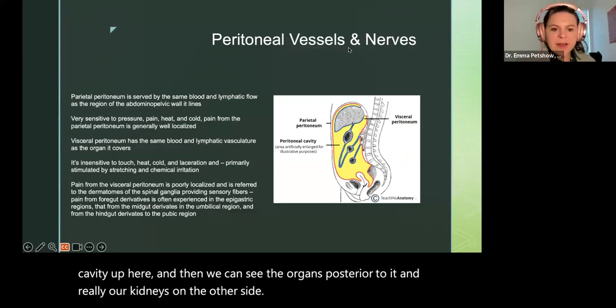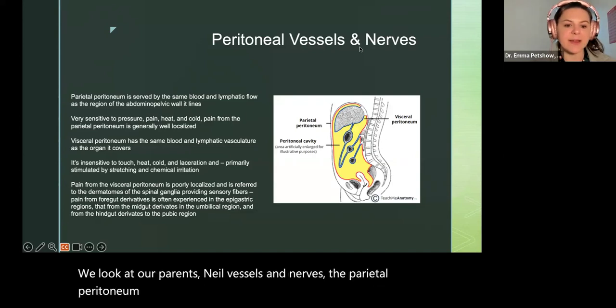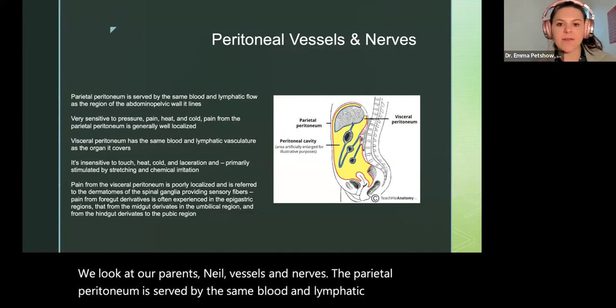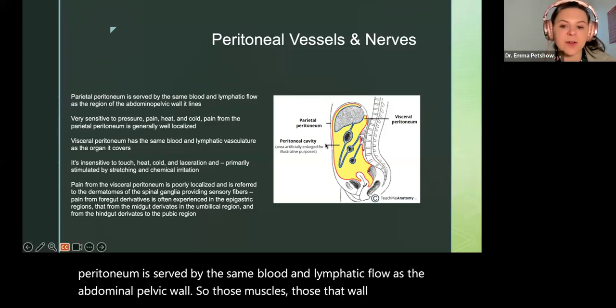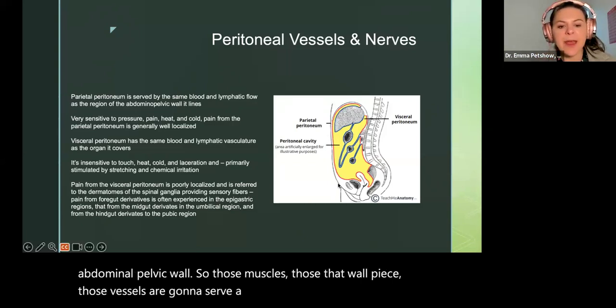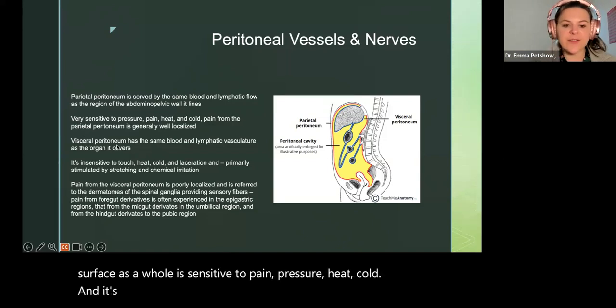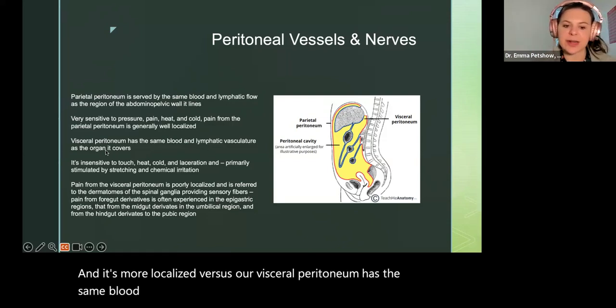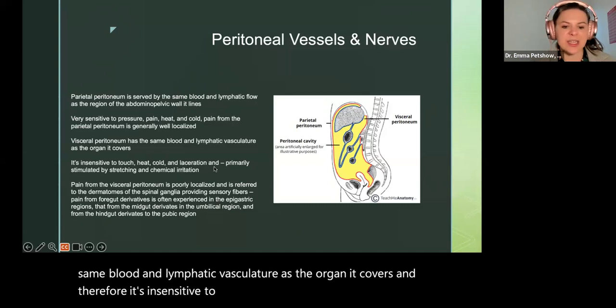When we look at our peritoneal vessels and nerves, the parietal peritoneum is served by the same blood and lymphatic flow as the abdominal pelvic wall. So those muscles, that wall piece, those vessels are going to serve our parietal peritoneum. The whole surface is sensitive to pain, pressure, heat, and cold, and it's more localized. Our visceral peritoneum, versus that, has the same blood and lymphatic vasculature as the organ it covers, and therefore it's insensitive to touch, heat, cold, and laceration.